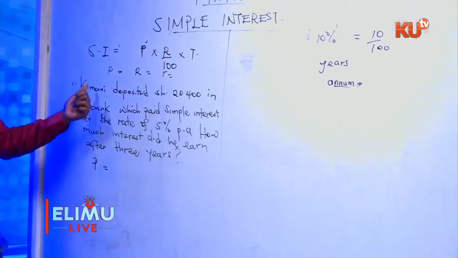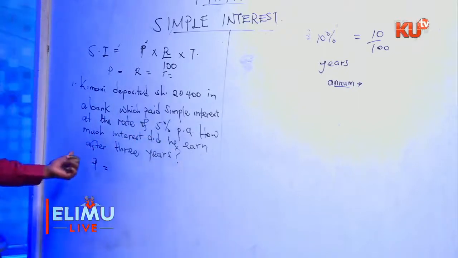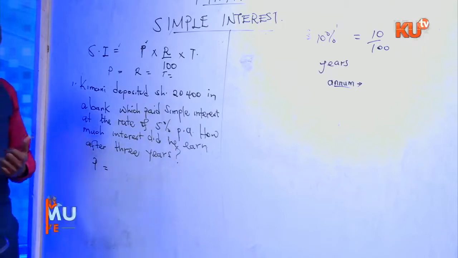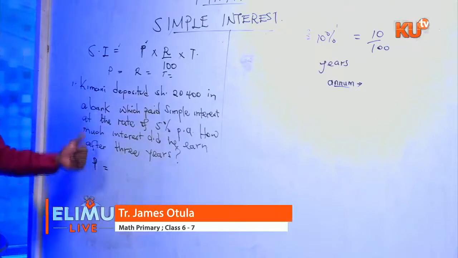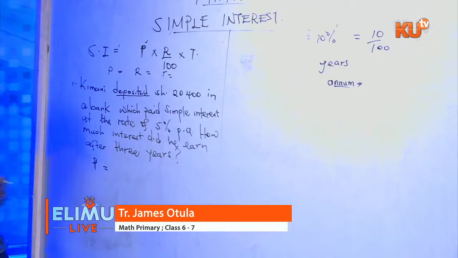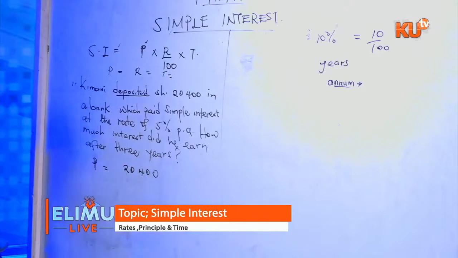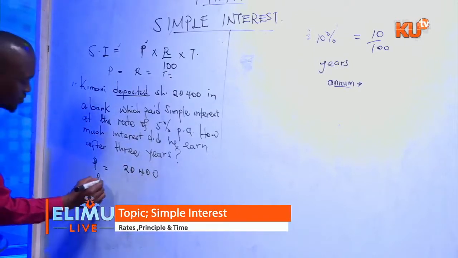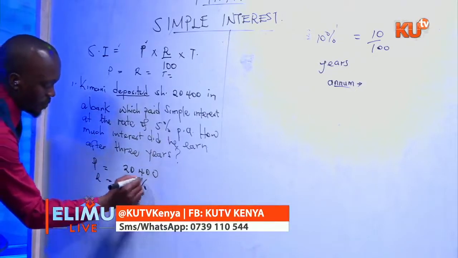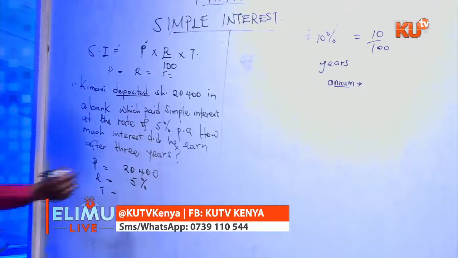Rarely will you find the word principal in a question. And that is why I said that principal is the same as money borrowed or money deposited. So we identify principal here. We are told that he deposited. So the money deposited becomes the principal, which is 20,400. Then we look for rate. And the rate here is 5% per annum. Then time. And we are told that the time here is 3 years.